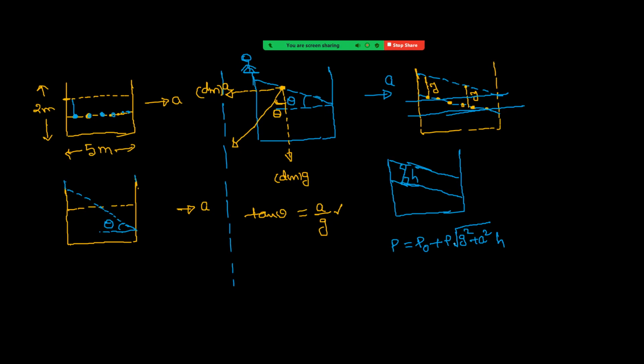This is just like g effective. If you remember, we have solved many questions like this. Acceleration is horizontal, mg downwards, angle is 90. We are taking g effective, that is square root of g square plus a square. So P naught plus rho square root of g square plus a square into h.